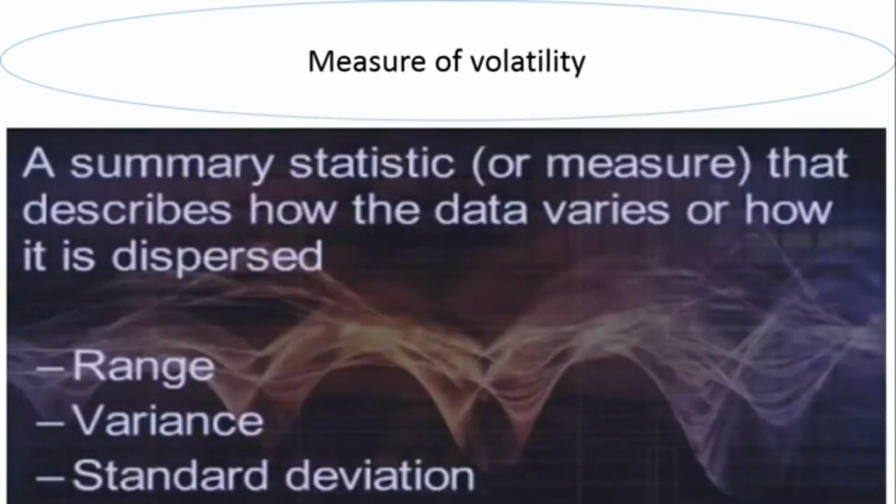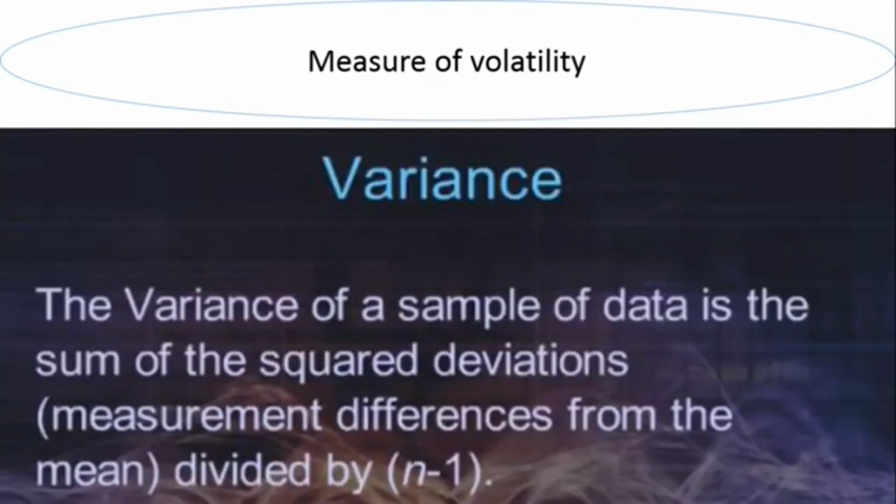So another measure that can be used in descriptive statistics is the measure of volatility. After the measures of central tendency, we present a summary statistic that describes how data vary or how it disperses. We can use the range, the variance, or the standard deviation as principal indicators to measure volatility efficiently. So we have the variance.